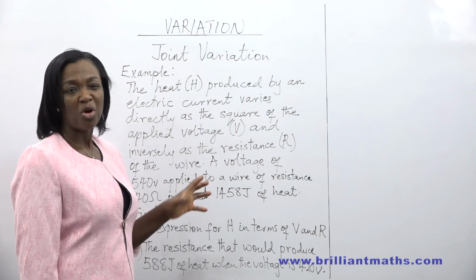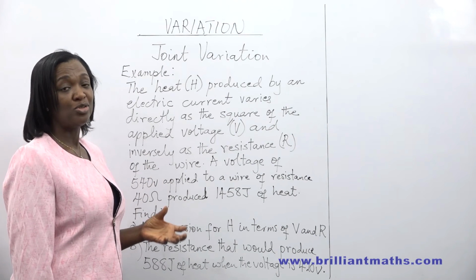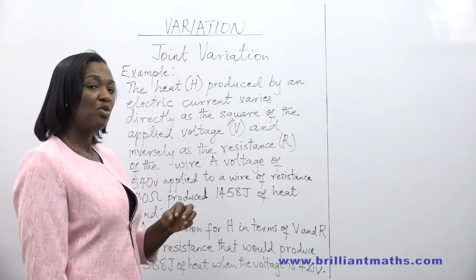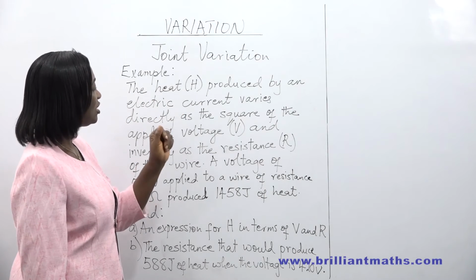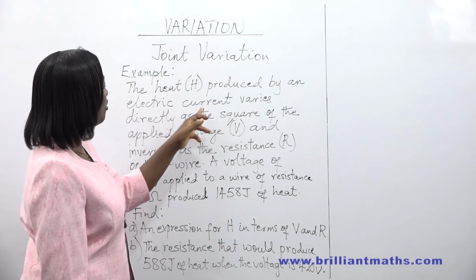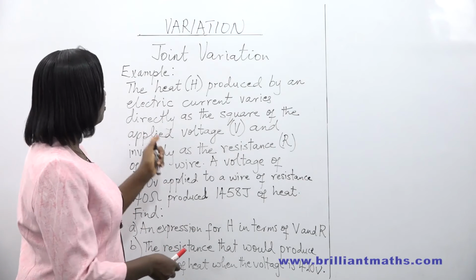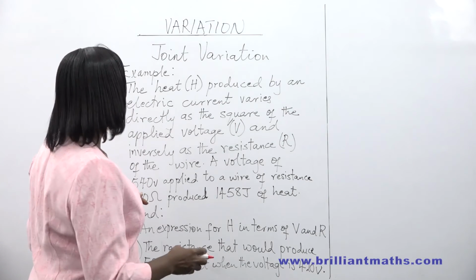From the reading, it sounds complex, but it is not. It's actually very easy. All you need to do is read it again and take your time to pick out the keywords. The heat H produced by an electric current varies directly as the square of the applied voltage V. So let's try to write out the formula.